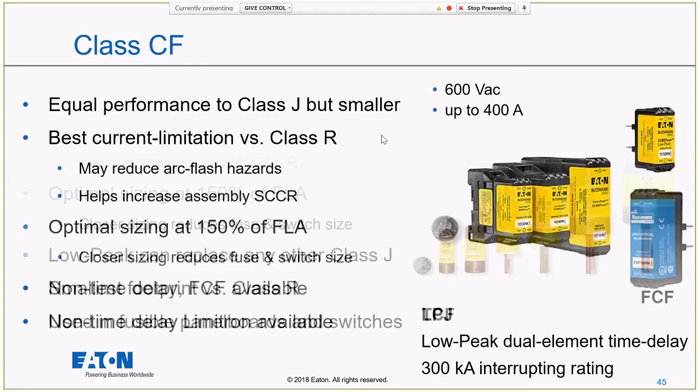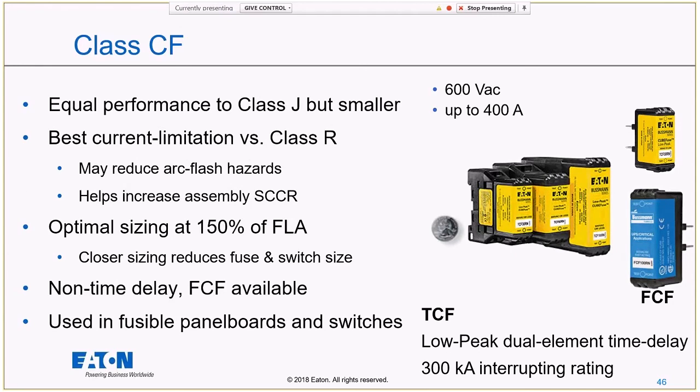Next would be a Class CF fuse. Hopefully you're familiar with the Class CF. The Class CF would be the Bussmann cube fuse. The Class CF is identical to Class J in performance. This is still 600 volt max. It only goes up to 400 amps today, but it is the equivalent performance to Class J. So we're still talking the same level of current limitation, the same level of time delay as the Class J.